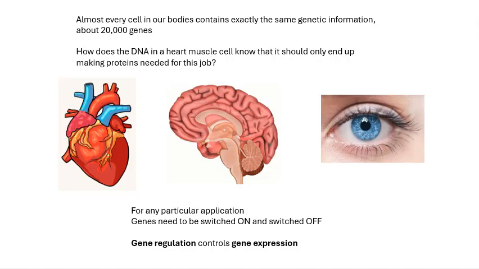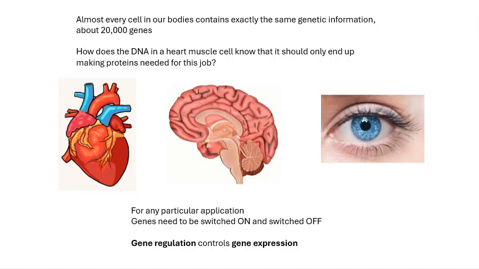If it's in the stomach, how does it know that it's supposed to make proteins needed to do digestion stuff in the stomach? How does the DNA in a heart muscle cell know that it should only end up making proteins needed for that particular job? Because in every single cell in your body, there are all of the genes needed to make you, for every single part of you.